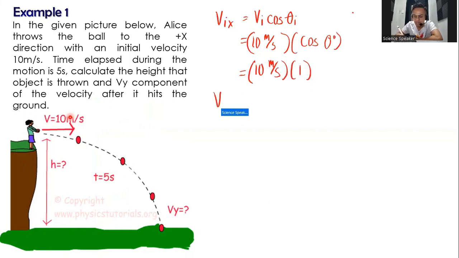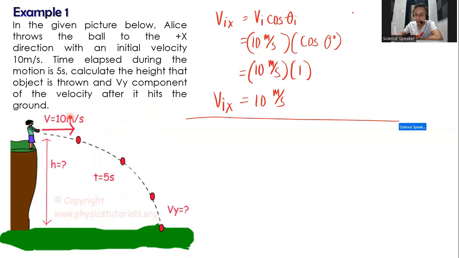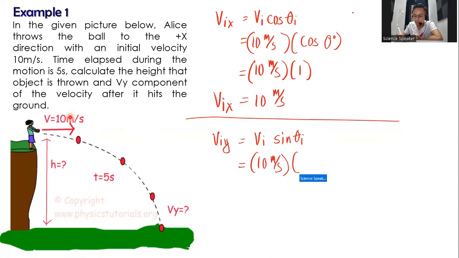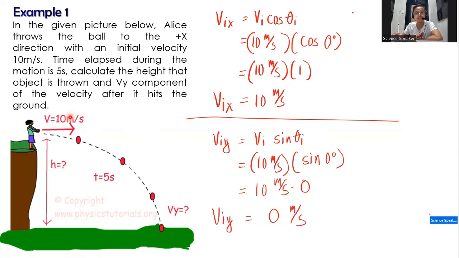So in this case, the x component of the initial velocity is basically 10 meters per second. So let's proceed to the y. V sub iy is equal to v sub i sine theta sub i. So in this case, we have still 10 meters per second multiplied by sine 0 degrees. Sine 0 degrees is basically 0. So the value of v sub iy is 0 meters per second. So we do not have a value for the y component of the initial velocity.